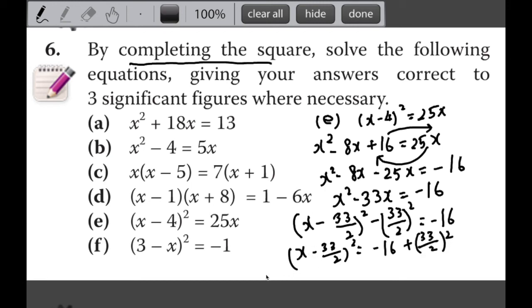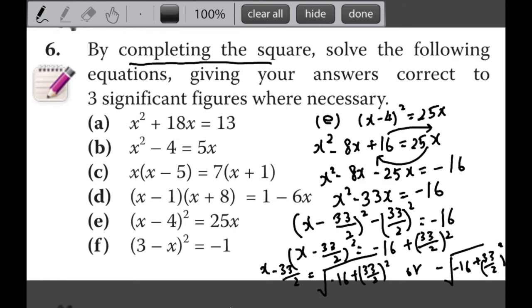So therefore, x minus 33 over 2 is equals to square root of negative 16 plus 33 over 2 squared, or negative square root of negative 16 plus 33 over 2 squared. And then don't forget, in order to find x, my x is equals to whatever in the square root plus 33 over 2. There's this minus 33 over 2, so you need to add it over. Or x is equals to negative whatever in the square root plus 33 over 2. And then key in your calculator and express in 3SF.